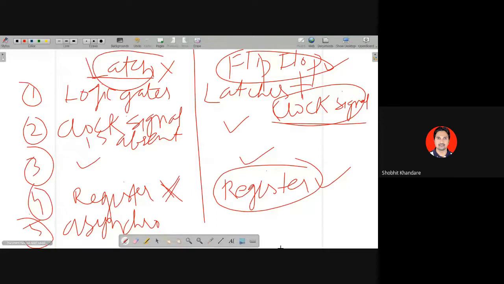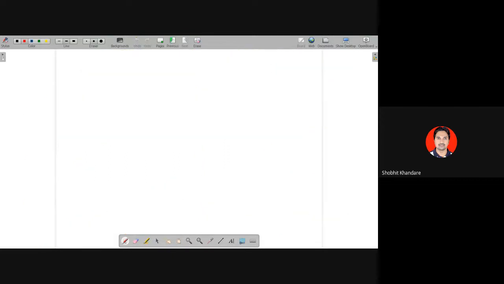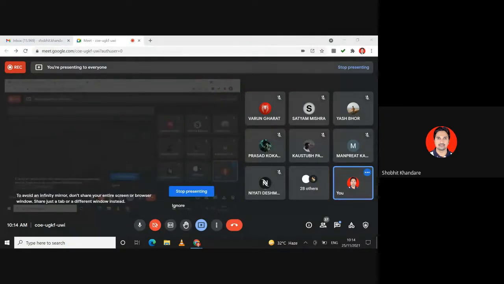Okay, so here it is synchronous. Okay. So these are the 5 points. The rest of the points, that is point number 6 onwards, for latch and flip-flop.